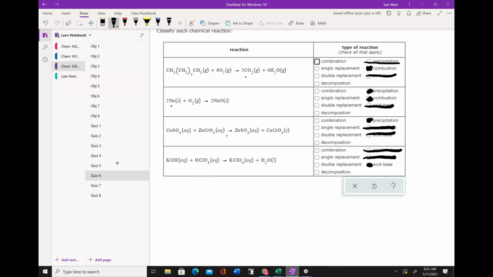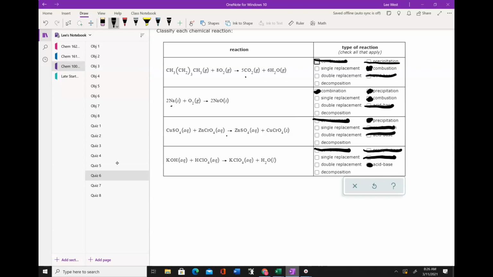All right, now what do we have to do? We have to decide whether it's a combination reaction. Combination reactions are multiple things forming one product. Multiple products, not a combination. It is a combination. Multiple things coming together to form one product. The others have multiple products, so they are not combinations.